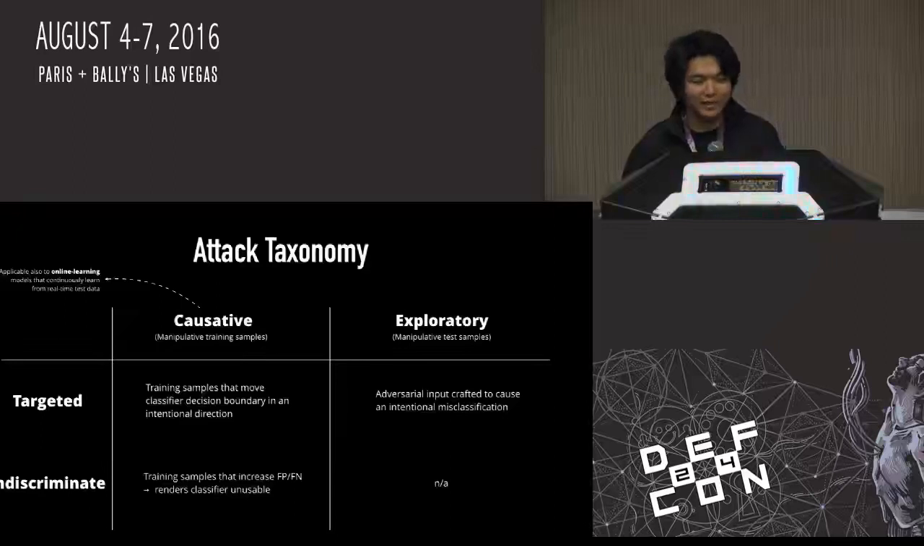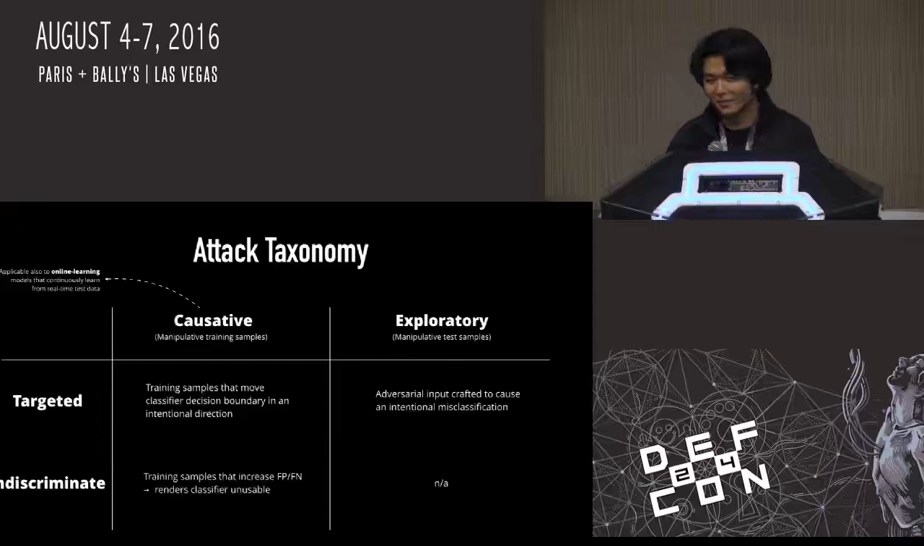But what's more interesting, I think, are exploratory attacks. In this attack model, you have no access to the model. You have no access to the training phase. What you're doing is just a black box attack in some scenarios, where you're feeding it weirdly crafted samples that look correct to a human, but the machine just gives you a wrong result.